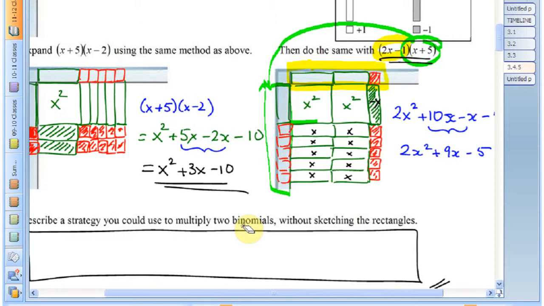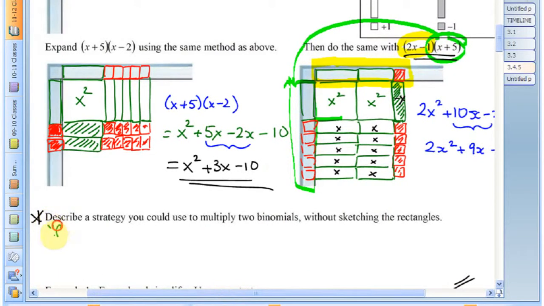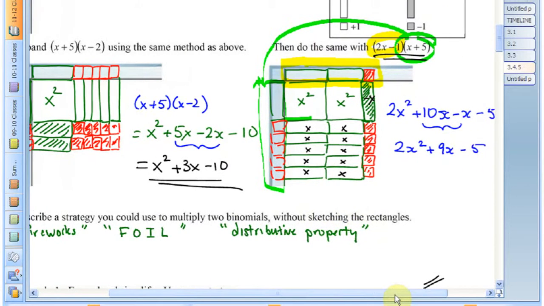Okay, I heard fireworks, I heard foiling. Anyone else use some other term? Anyone use the term called distributive property? Because that's what it really is. Anyways, here's the idea. You can either use this idea called fireworks, or sometimes teachers call it foiling, or the real definition is called the distributive property. Okay, and I'll show you what that is as a quick review in 2 seconds. Okay, let me close the door.